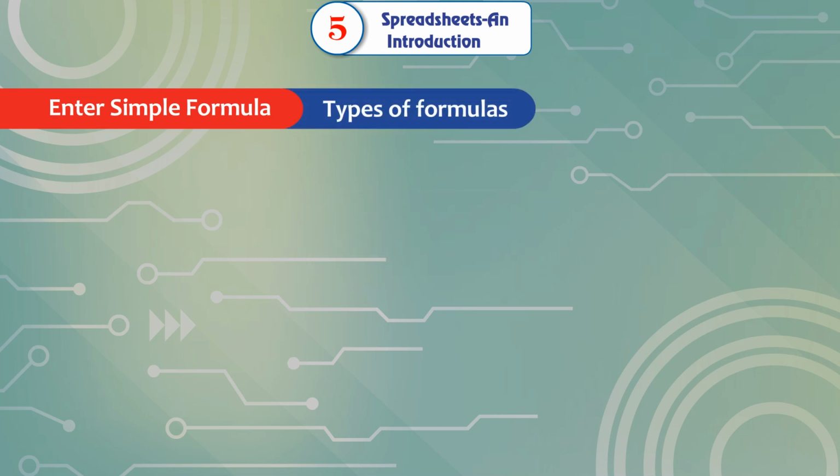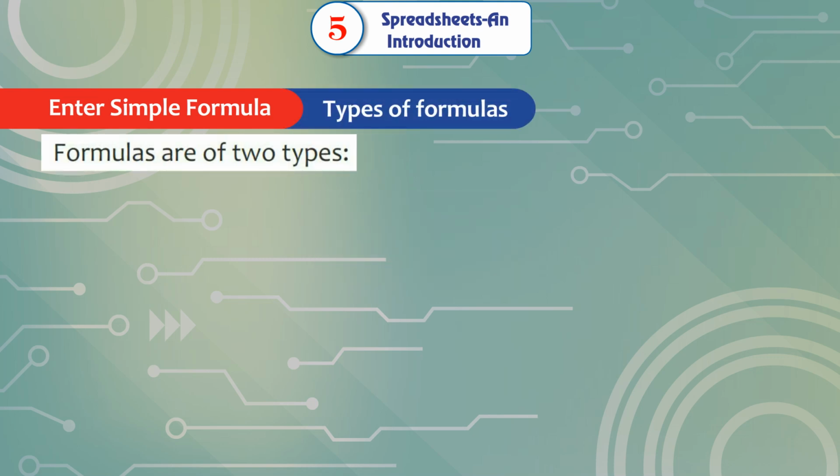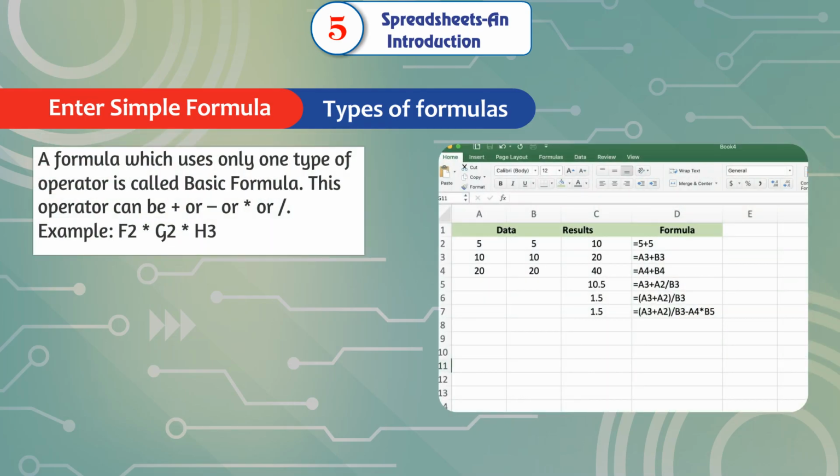Types of formulas. Formulas are of two types. Basic formula. A formula which uses only one type of operator is called basic formula. This operator can be plus or minus or asterisk or slash. Example: F2 asterisk G2 asterisk.